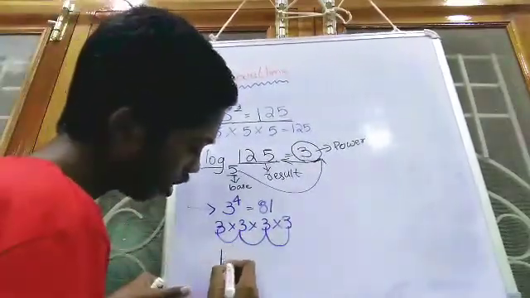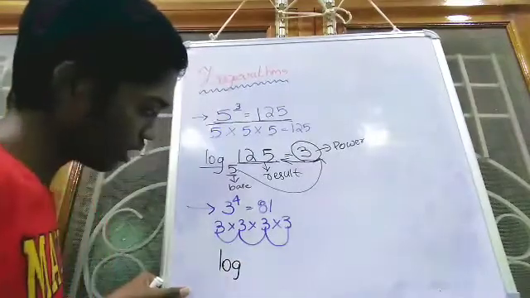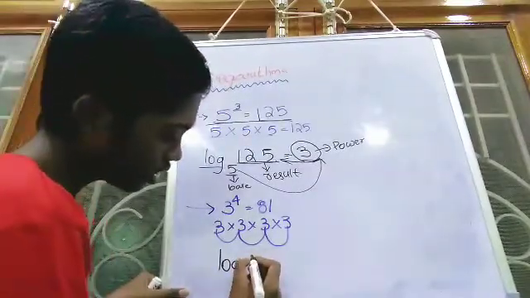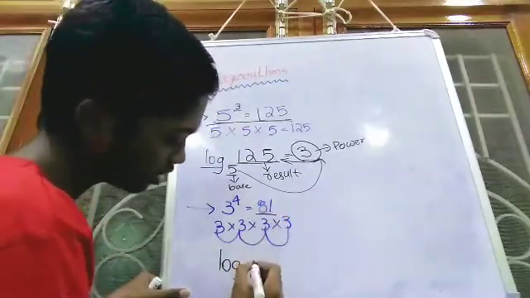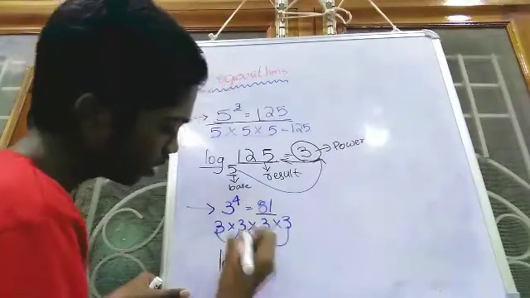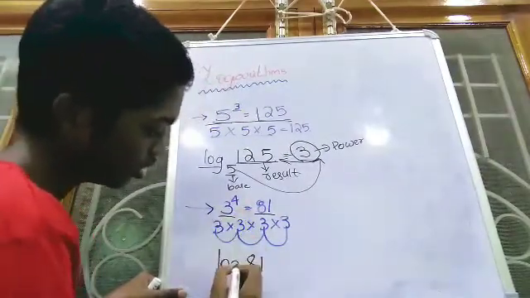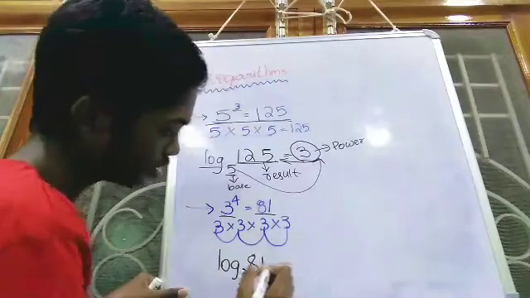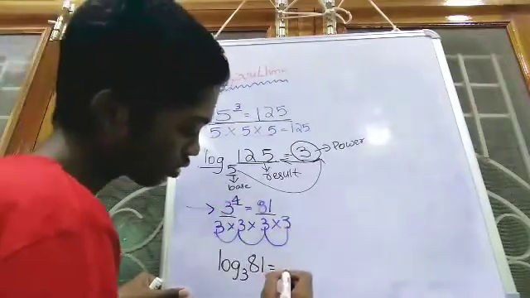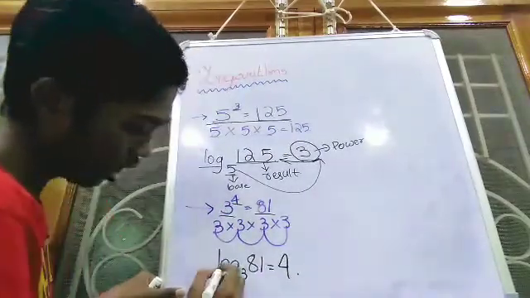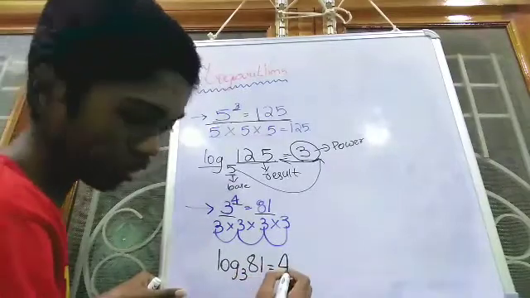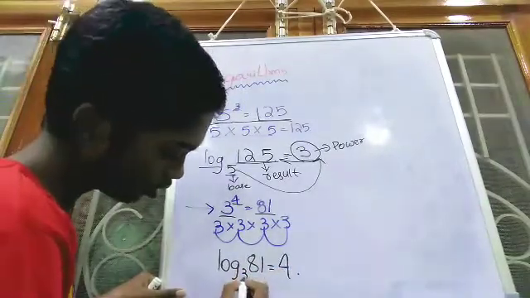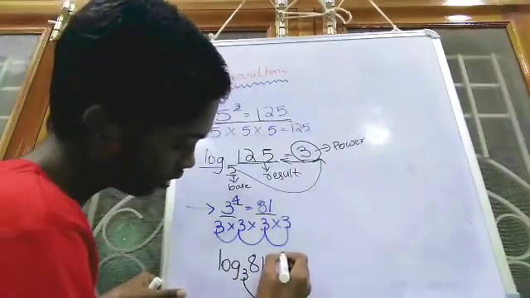We have to keep the log as it is. Next we have to write the result here. What is the result? 81 is the result. Log 81 to the base 3, the base is 3, is equal to the power, which is 4. Log 81 to the base 3 is equal to 4. That means 3 power 4 is equal to 81.